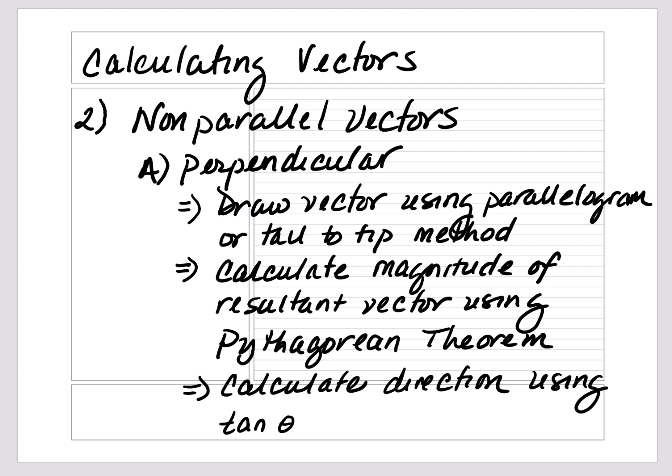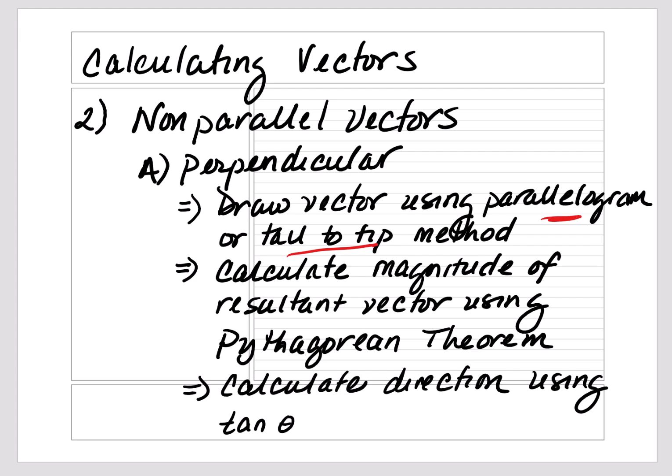Most vectors that you will encounter will be non-parallel. There are two types of non-parallel vectors you will see. The first one is perpendicular. When vectors are perpendicular, draw your resultant vector by using the parallelogram method or tail to tip.